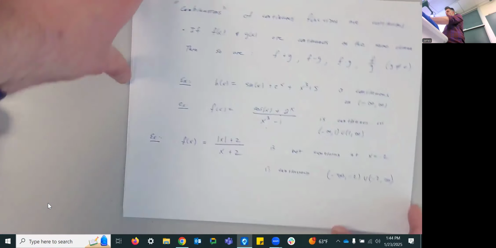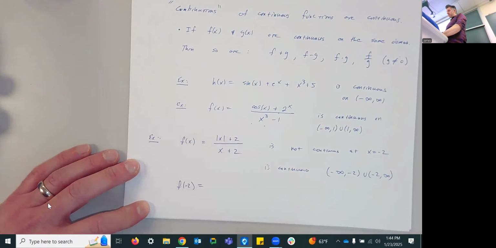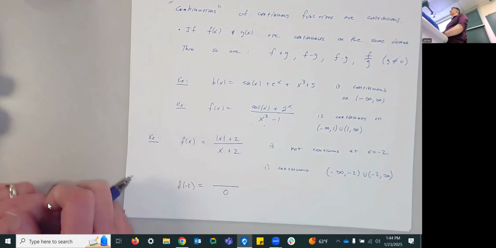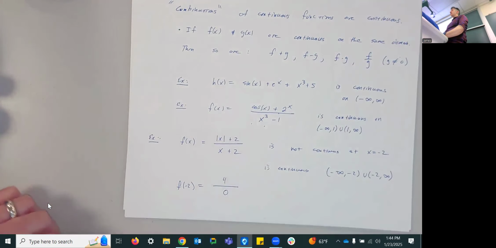Let me convince myself. If you plug in -2, what do you get? Well, clearly we get division by 0. What do we get on top? 4. And we know that when we have a non-zero over 0, if we actually try to find the limit as x approaches -2, we get some sort of either positive infinity or negative infinity. And I think you're going to get one of each.